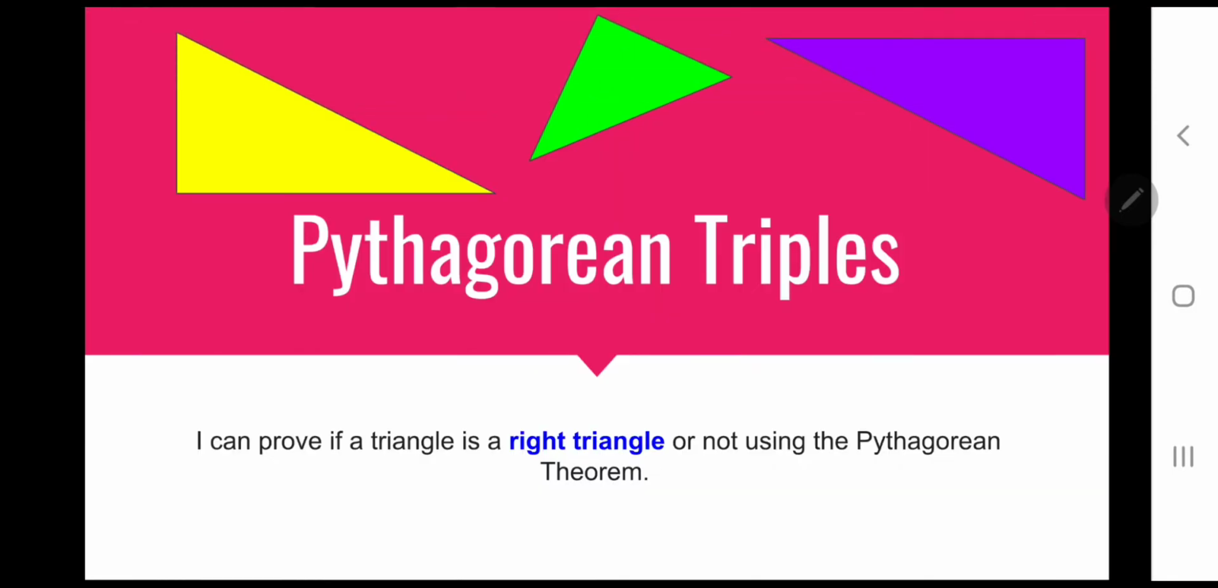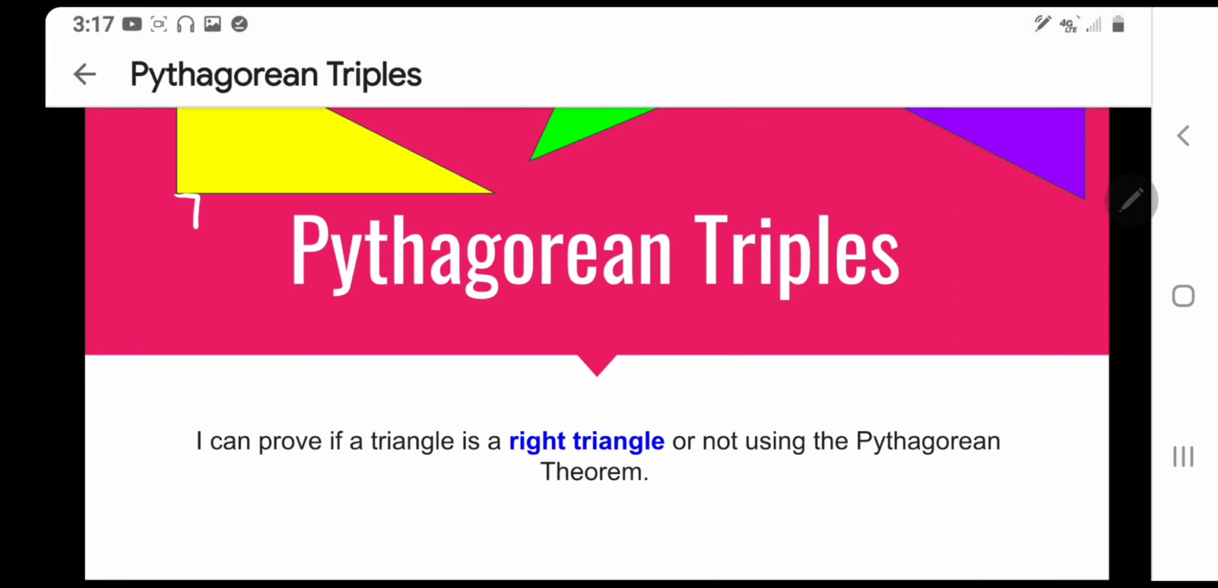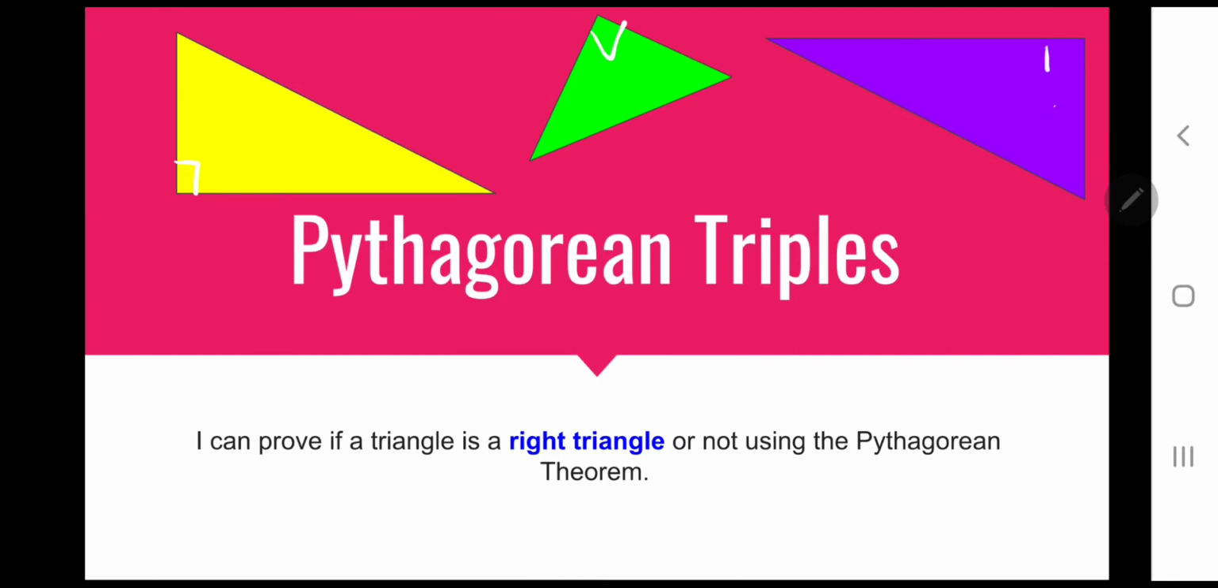Okay, in today's lesson we're going to talk about Pythagorean triples. And as you can see, I've included some beautiful right triangles here. Oh, so it's kind of bad. And then here, so there's all my right angles here. Alright, so what we're going to talk about today is Pythagorean triples.